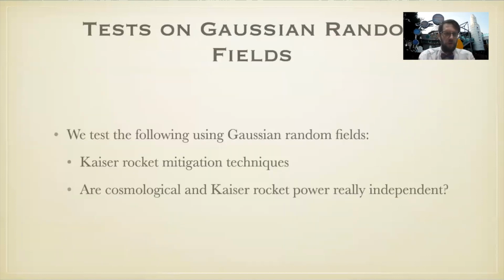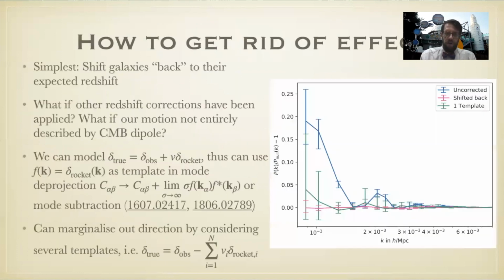So in the rest of my talk, I'll present two tests that we do on Gaussian random fields. The first one is to show you that we can easily account for the Kaiser rocket effect with various mitigation techniques. And the second one is to convince you that our basic assumption of independence between the cosmological power spectrum and the Kaiser rocket effect holds, even though our peculiar motion is sourced by the density field.